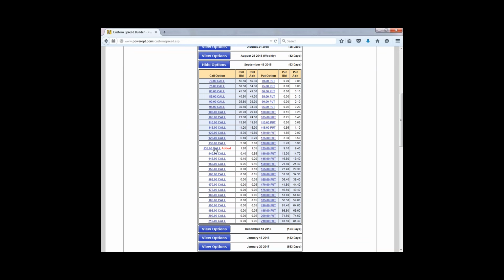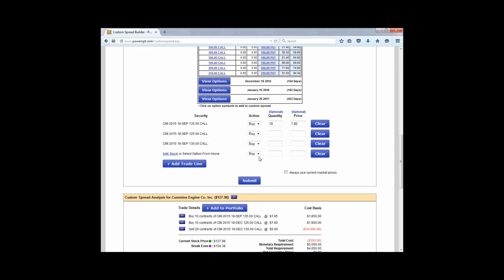We own the 135. So I may want to buy a 125 call, 540 to 570. So let's call that 555, I guess. And sell twice as many 130s in the middle. And we'll call that at 290. So I'm going to sell 20 calls at 290 to complete the butterfly. And we said we're going to buy 10 of these. I said 555, is that correct? Okay, let's go ahead and submit that.